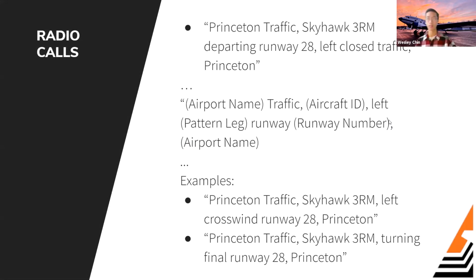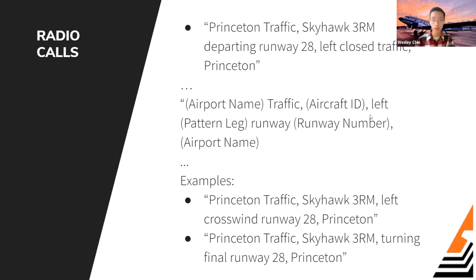I also want to talk a little bit about radio calls in the pattern, right? There's a general formula that we can use. For the first call, if we're just staying in the pattern in 28, an example call would be: Princeton traffic, Skyhawk 3 Romeo Mike departing runway 28, left closed traffic, Princeton. That's something we can say just to communicate your intentions. A lot of people also just say departing runway 28, Princeton. That's totally okay too, right? You are announcing your intentions, but I think it is definitely helpful to add the phrase left closed traffic or left pattern in there to provide further information about what you're about to do.